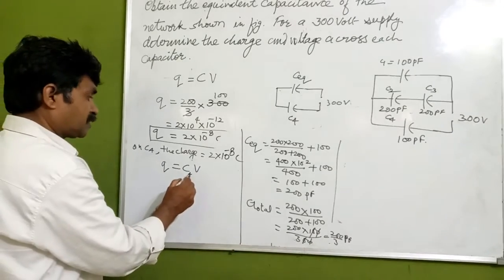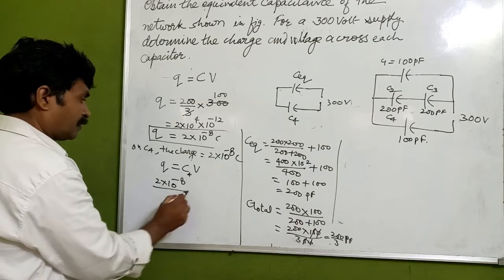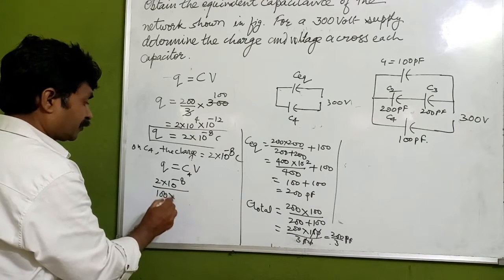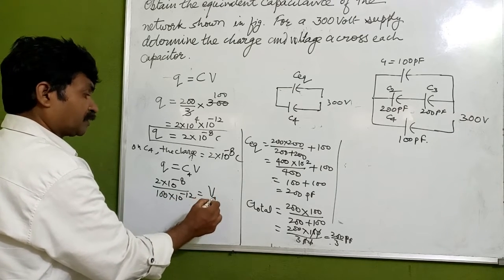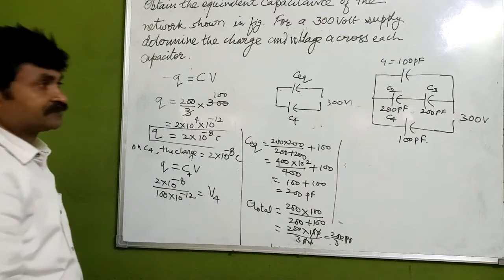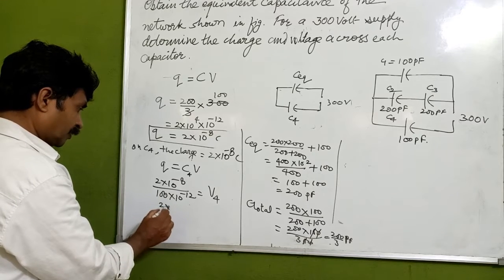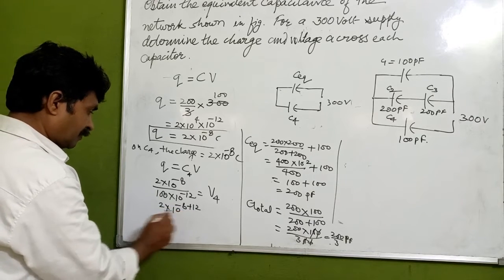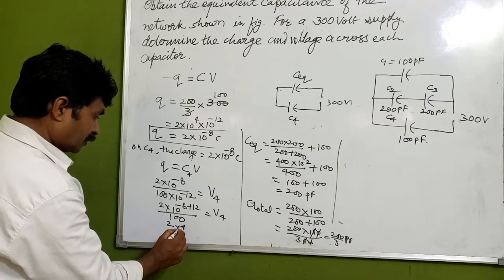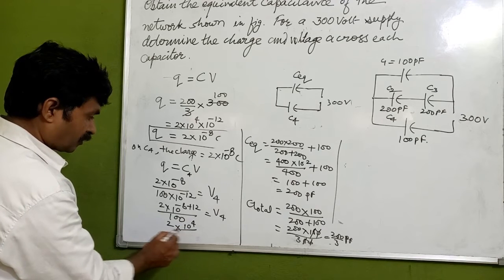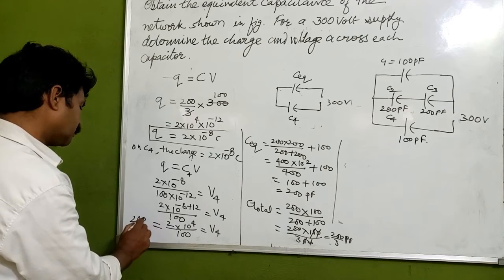So the potential means C4, the charge on this, that is 2 into 10 raised to the power minus 8 coulomb divided by C4, that is 100 into 10 raised to the power minus 12, which is going to be the electric potential across this, we can call it V4. So it is going to be 2 into 10 raised to the power minus 8 plus 12 divided by 100. So V4 is 2 into 10 raised to the power 4 divided by 100, and it is going to be 200 volt.